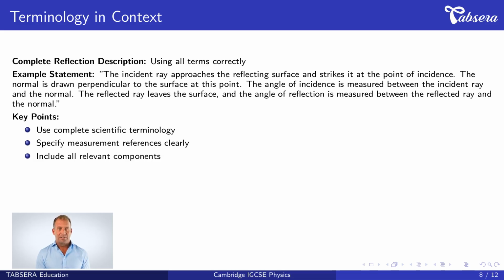The angle of incidence is measured between the incident ray and the normal. The reflected ray leaves the surface, and the angle of reflection is measured between the reflected ray and the normal." This statement demonstrates proper use of all key terms.